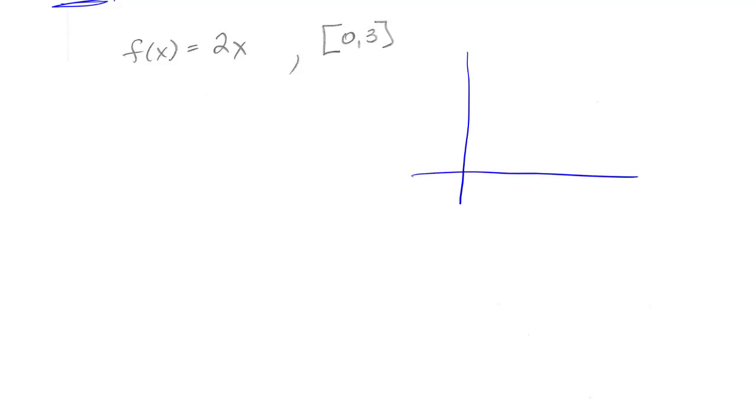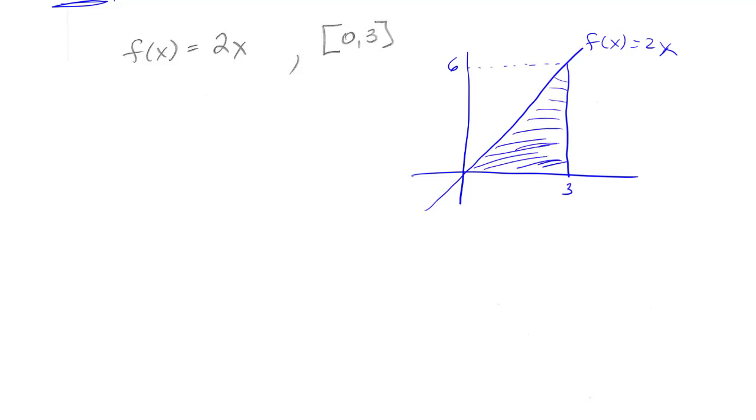We're just looking at f of x equals 2x from 0 to 3. And obviously, if this is f of x equals 2x, then this would be 6 up here. So we're really just asking for this area here. And so we'll probably be able to check that pretty easily, see if we did it right in the end.